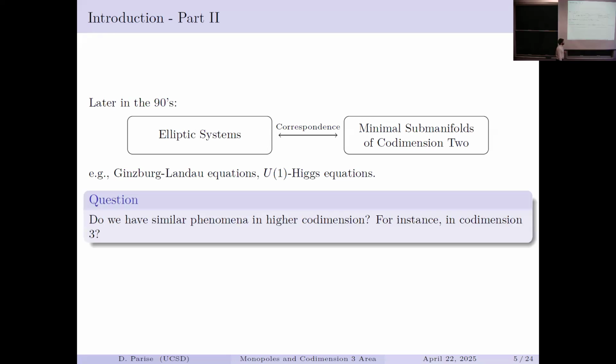The question I would like to try and answer today is whether we have similar phenomena in higher codimension, because this correspondence is for codimension 2. The one I mentioned before was between minimal hypersurfaces, codimension 1 objects, and certain solutions. This one is in codimension 2, sorry. Can we find similar phenomena in higher codimension? So in particular, let's start slowly: codimension 3. Of course, one would like a very coherent theory in any codimension, but this seems to be out of reach for now.